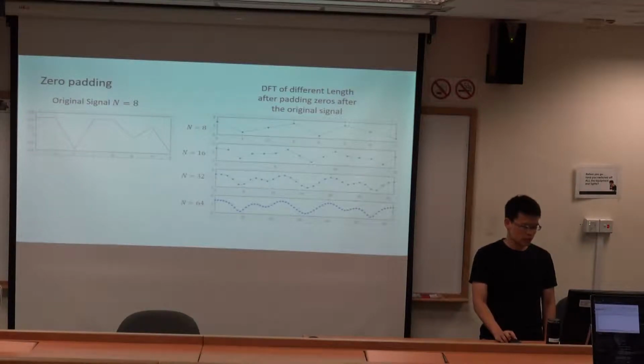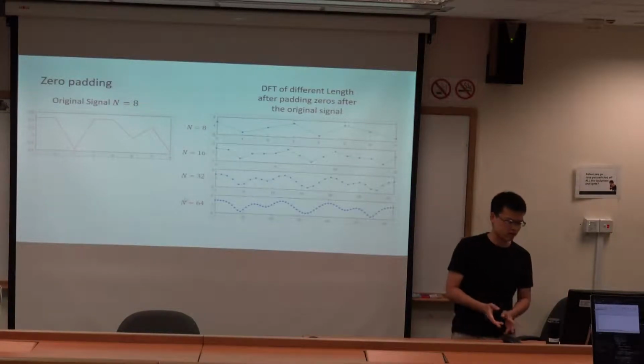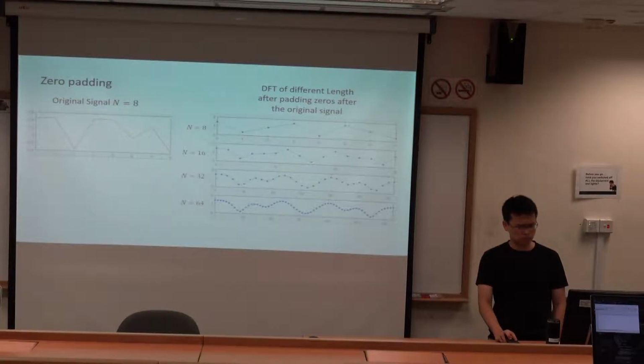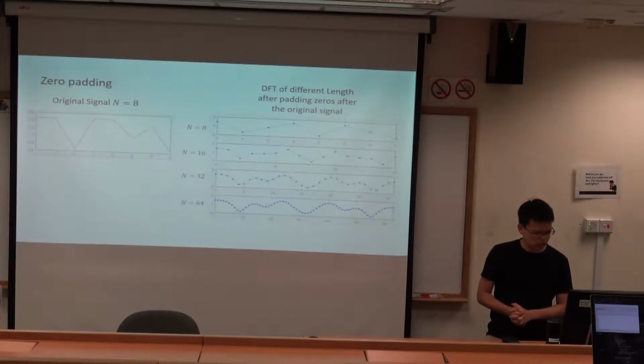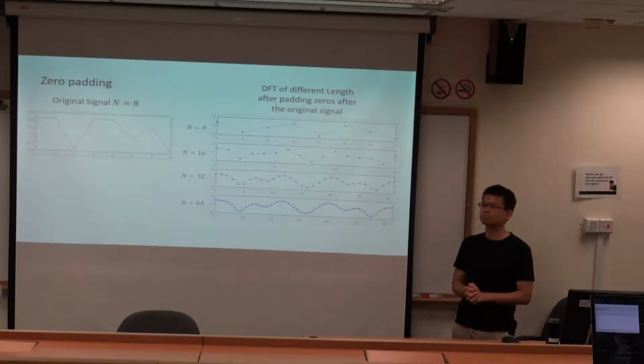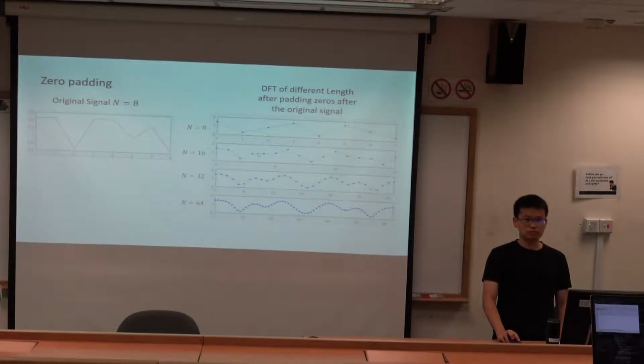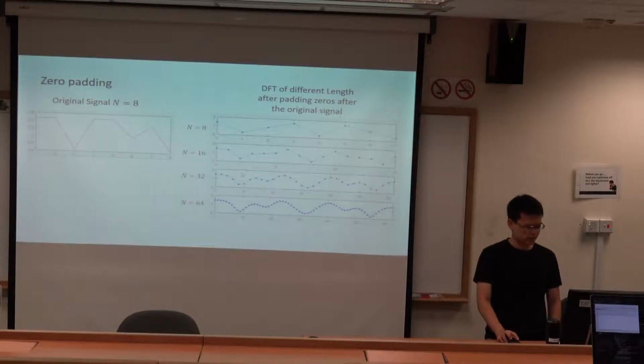Okay. And if I increase the number of zeros I pad after this signal, our spectrum becomes smoother and smoother. In other words, we actually increased the frequency resolution, right? Problems? Okay. I'll give you an example here.